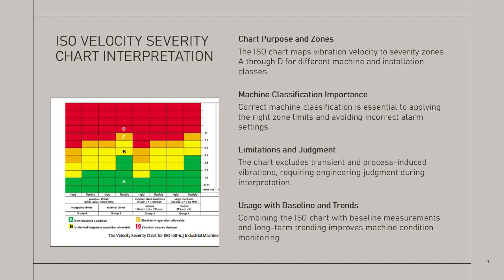When used appropriately, the ISO chart provides a standardized starting point for alarm limit definition and facilitates communication across disciplines and organizations. It is most effective when combined with baseline measurements and long-term trending to capture the unique behavior of each machine. The image illustrates a typical ISO 10816 velocity severity chart showing vibration velocity levels divided into zones A, B, C, and D for different classes of rotating machinery, providing a visual reference for alarm limit selection.